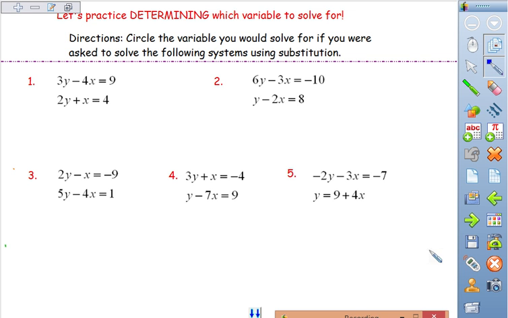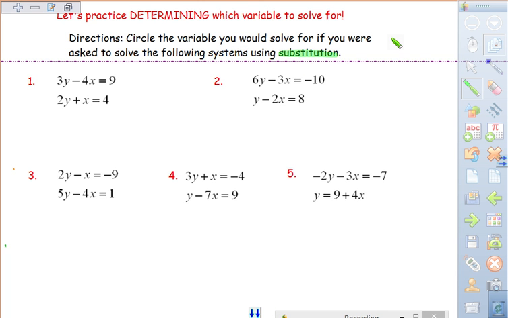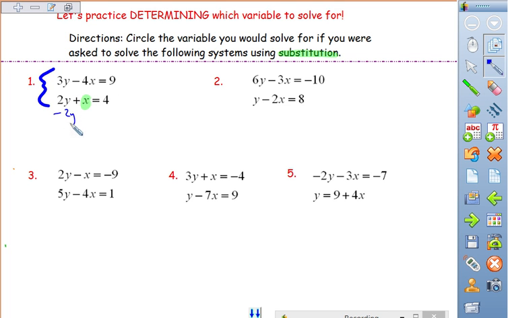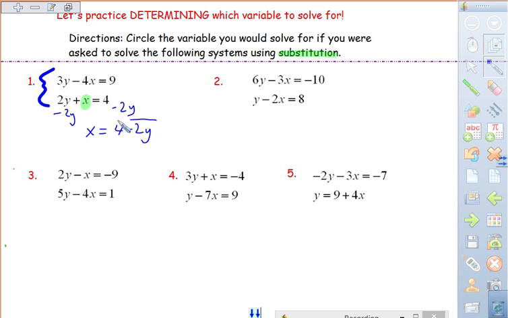So let's look at some questions where we practice determining which variable to solve for. Directions: circle a variable you would solve for if you were asked to solve the following systems by substitution. So remember, we need a letter all by itself. In number 1, I think it's going to be easier to solve for x because it's just going to take one step where we're going to subtract 2y. And I could get x equals 4 minus 2y, and this is where my box would go.